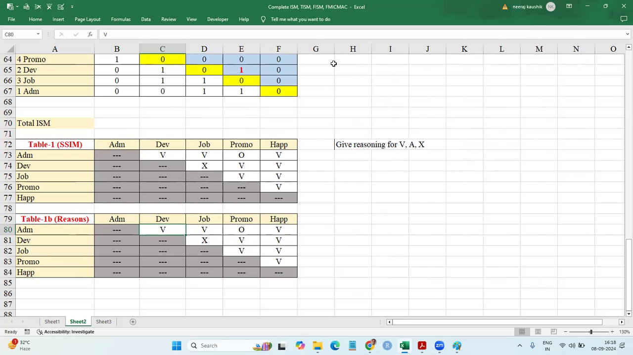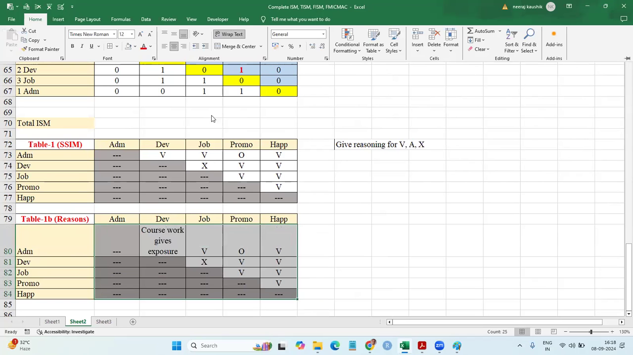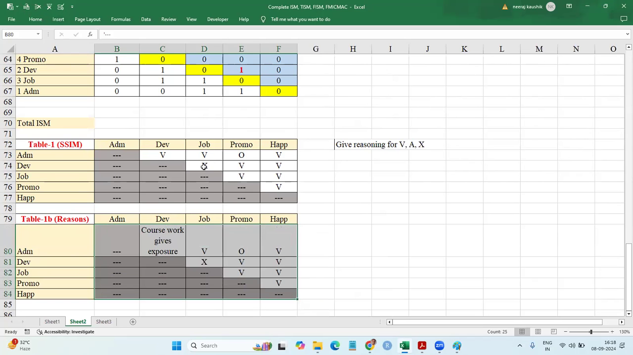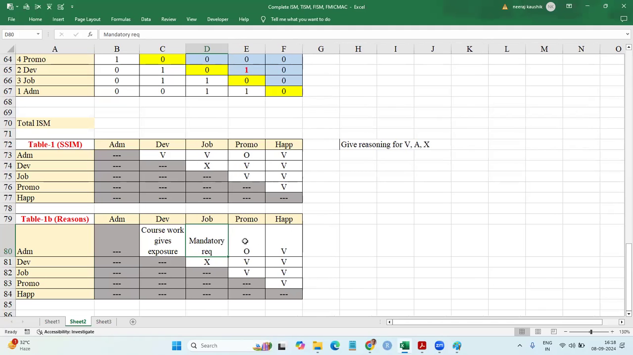PhD admission leads to development. Let's write coursework gives exposure. So let me make all of them word wrap. Admission leads to job. Why? Because of mandatory requirement. PhD is a must for a job.